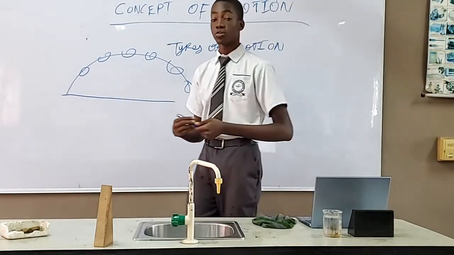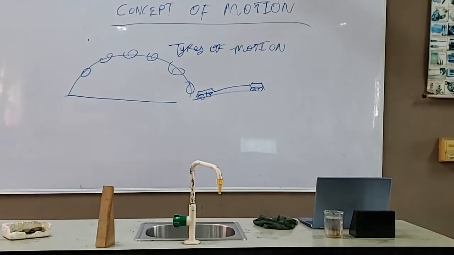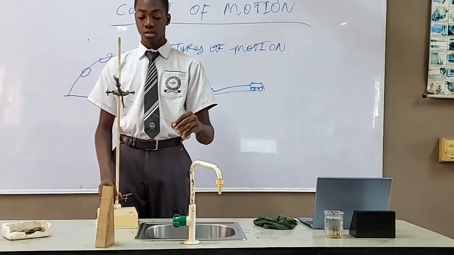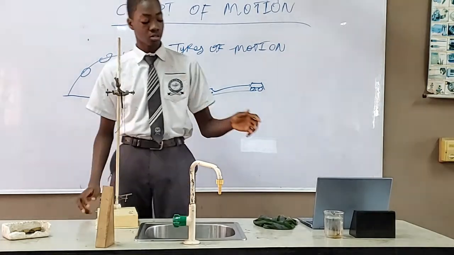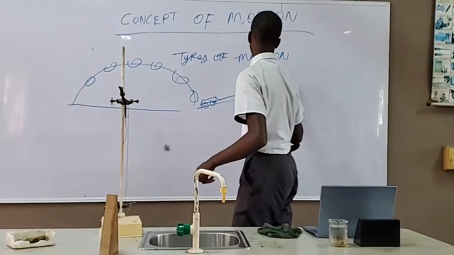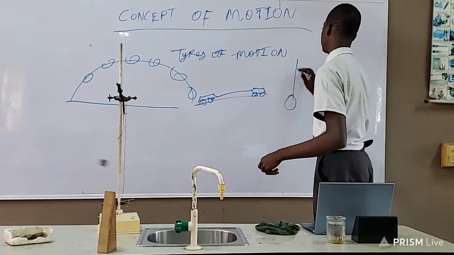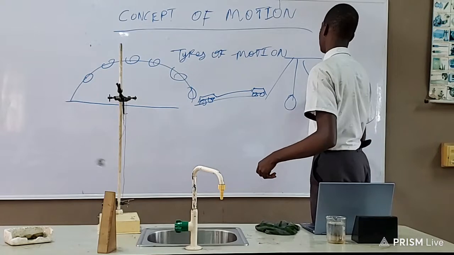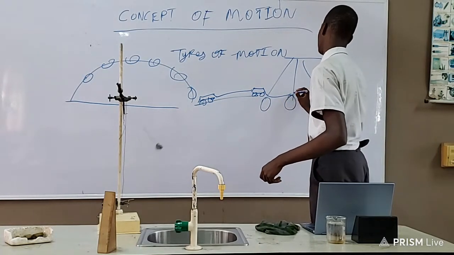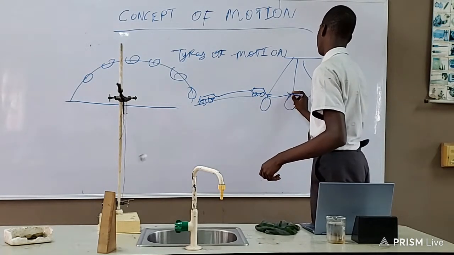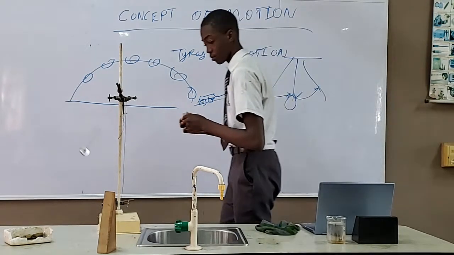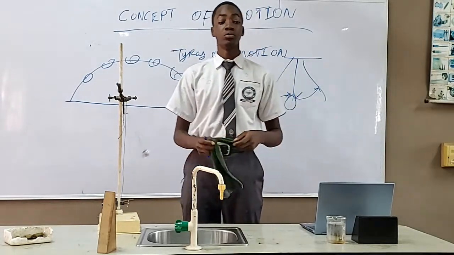We move to oscillation. A pendulum moving from left to right is a good example of oscillatory motion because it takes a back and forth movement. Moving forward and back.